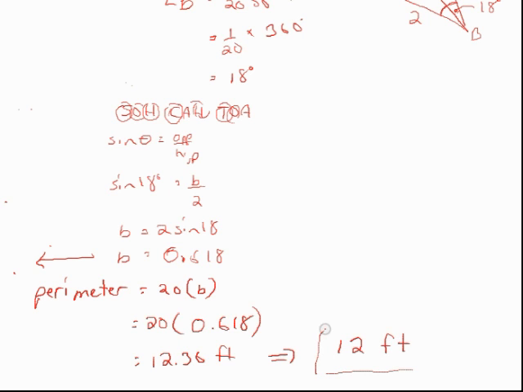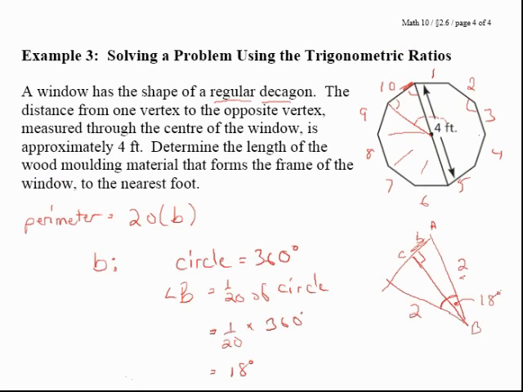And there's my answer. Now I need to ask myself if that's reasonable, so let's go back up to our drawing. Okay, if this whole distance is 4 feet, half of it's 2, and if that's 2 feet, this looks like, what, a little more than 1 foot? A little more than a foot? And there are 10 of those, so a little more than 10 feet, 12 feet, works for me.